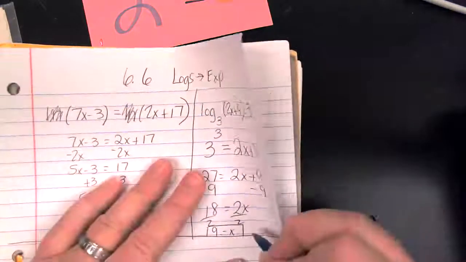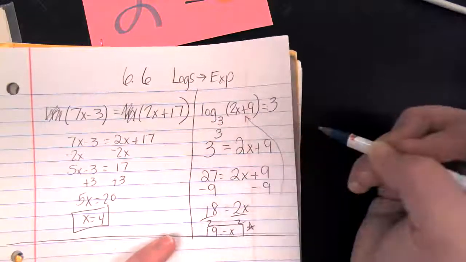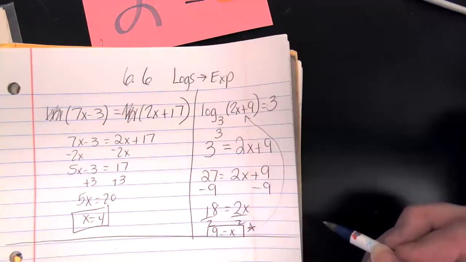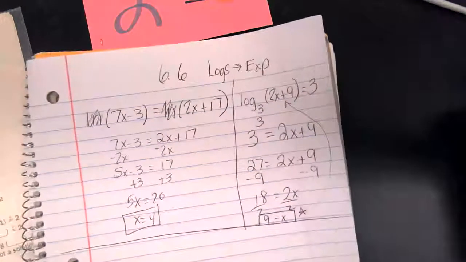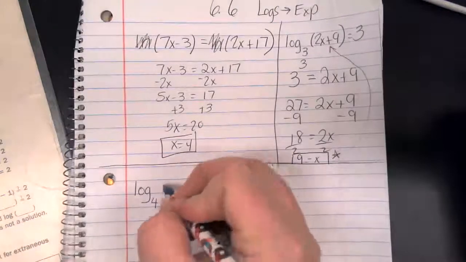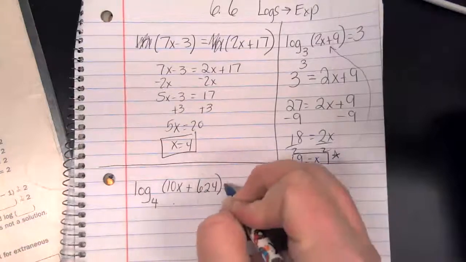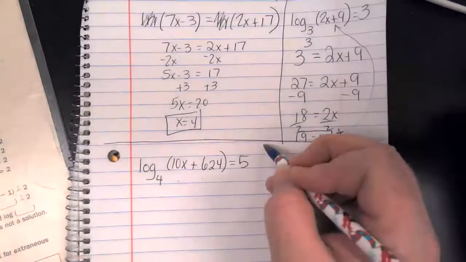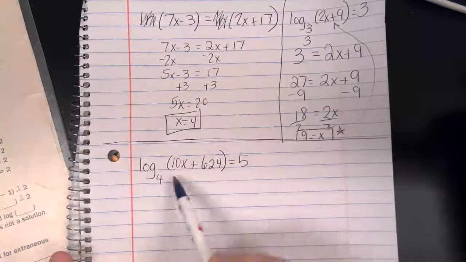The only thing you really have to watch on these is, if I plug 9 back in, do I get a positive number here? I do. Because if you get a negative number, you might have an extraneous solution. All right, let's try another one like that. Let's do it with log base 4 of 10x plus 624 equals 5.